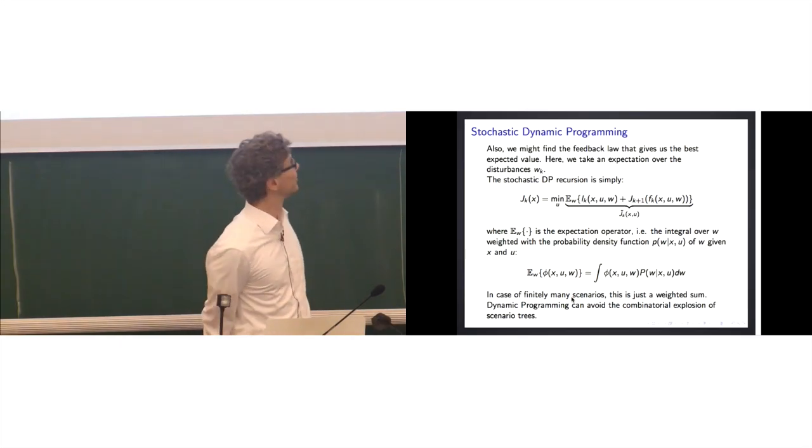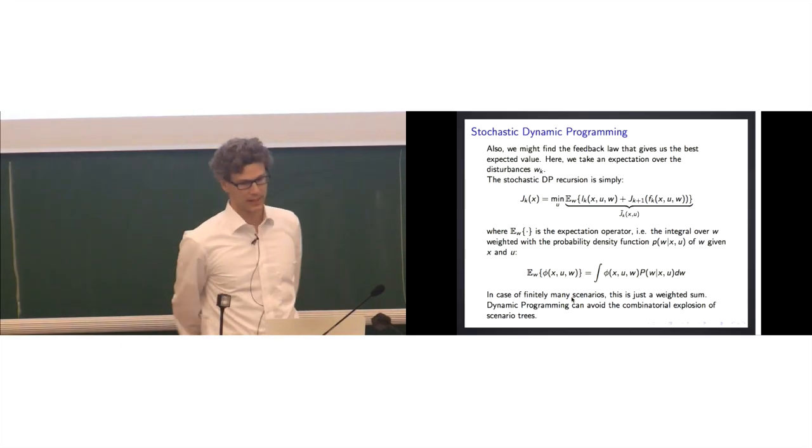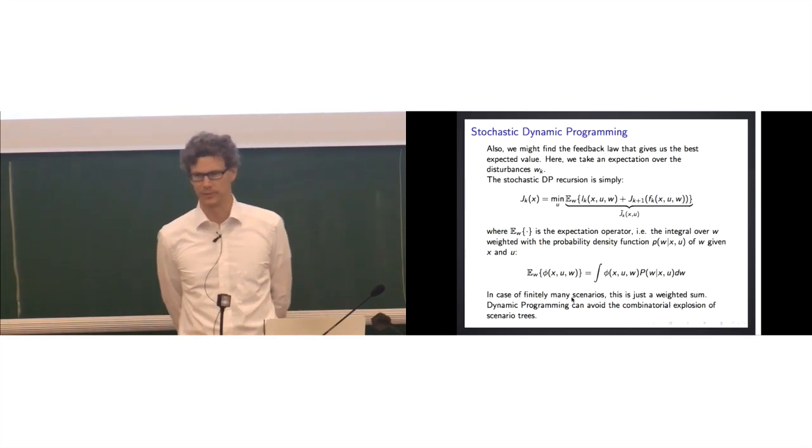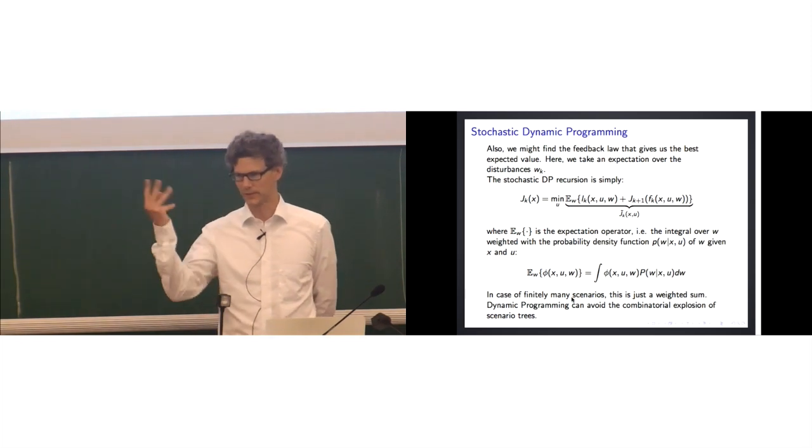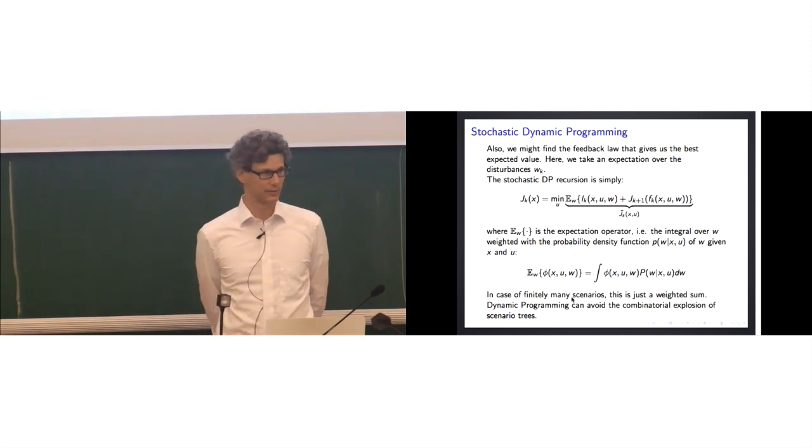And at the bottom here you see how we define the expectation of some function. If you have finitely many realizations, so if you have 3 or 4 realizations, you could just weight them with the probability that each of these scenarios takes place.